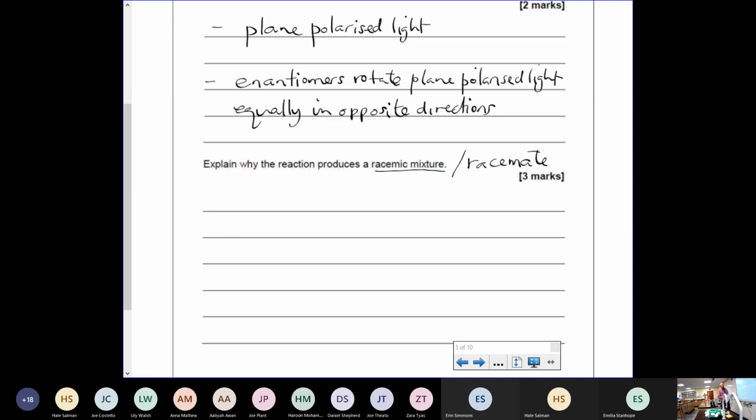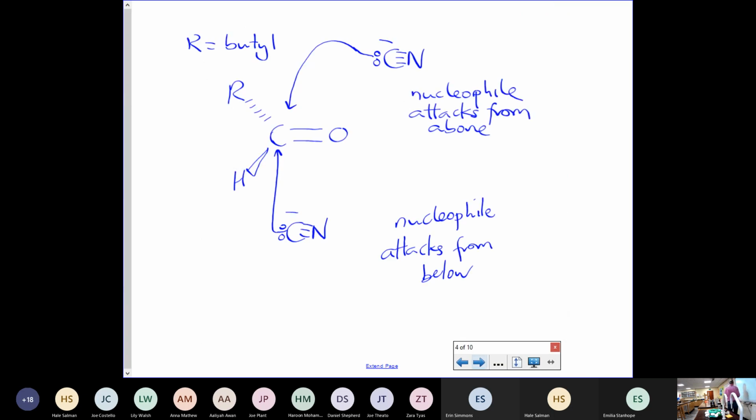So why do we get a racemic mixture? Why do we get a 50-50 mixture of both possible optical isomers? And really, to help us think about that, I've drawn a little diagram on the next page. So, all I've drawn there is the business end of the aldehyde. So that R group in the compound that we're looking at in this question would be a butyl group. But that butyl group plays no part whatsoever in the reaction, and it could be any alkyl substituent.